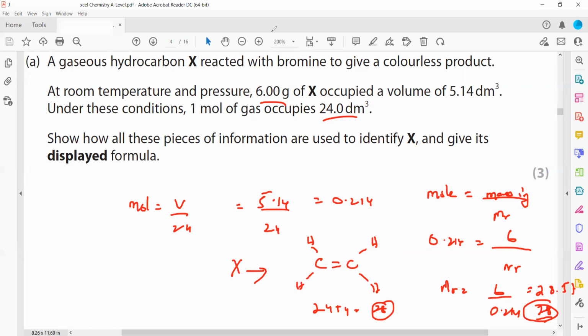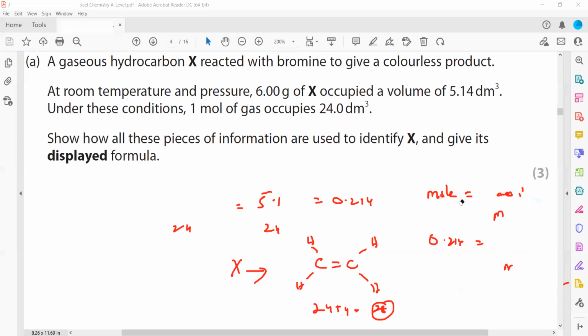Because in the first line they mentioned a gaseous hydrocarbon that gives a colorless product with bromine. So whenever you have a gaseous hydrocarbon that gives a colorless product with bromine, it means it undergoes an addition reaction. With bromine, the addition reaction results in the formation of a 1,2-dibromoalkane.